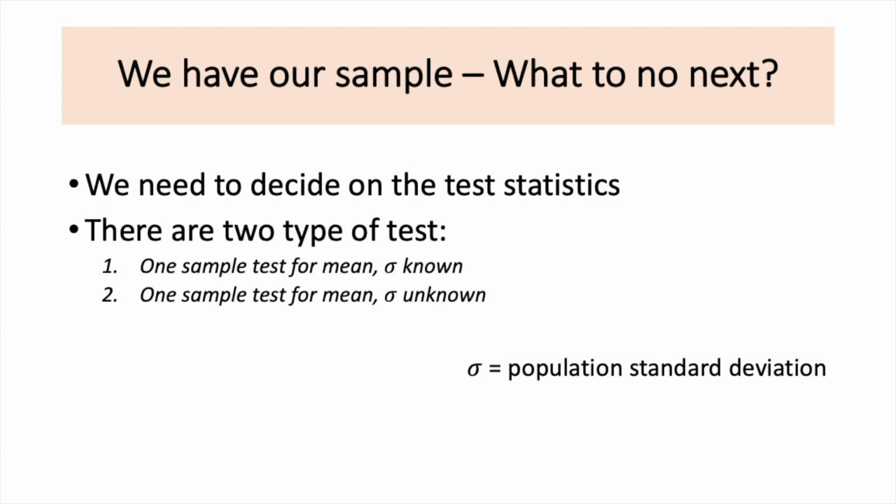What to do next? I'm sure that if you have watched my past video, once we already have an idea, we have already written our hypothesis based on our sample. So what we are going to do now is decide what type of test to run in order to make a decision on our hypothesis. There are two types of tests: one sample test for mean, sigma known, and one sample test for mean, sigma unknown. What is sigma here? Sigma is the population standard deviation.